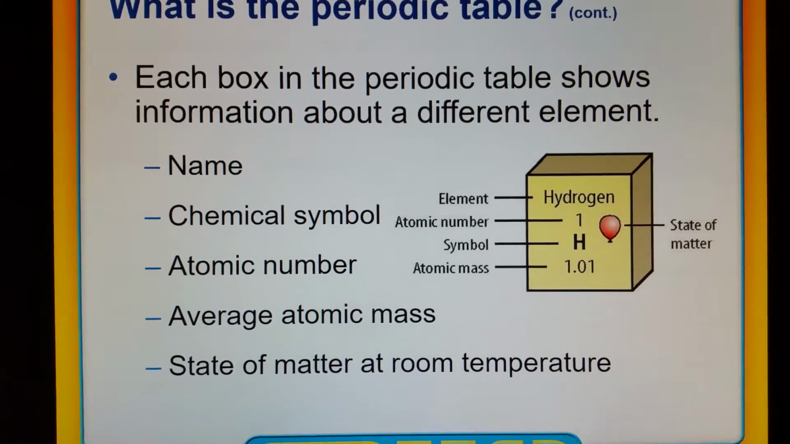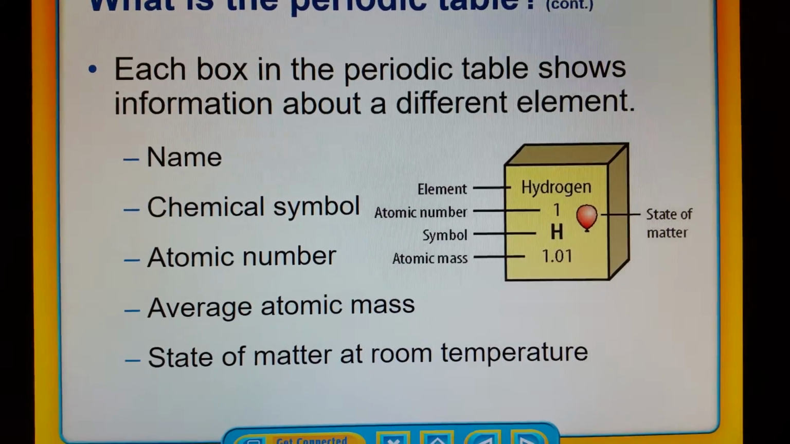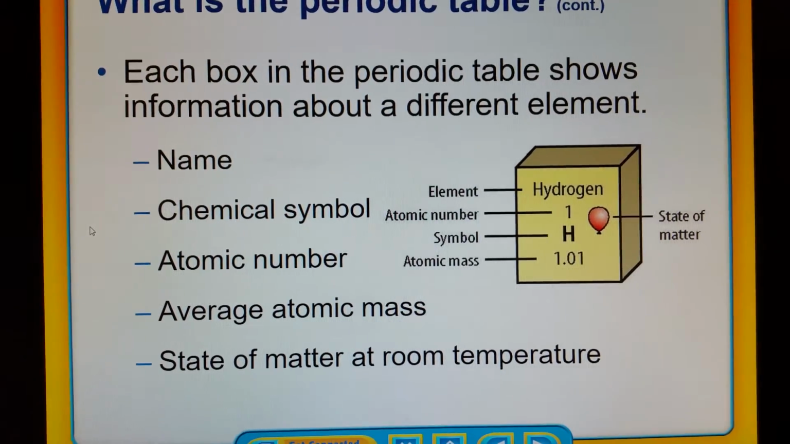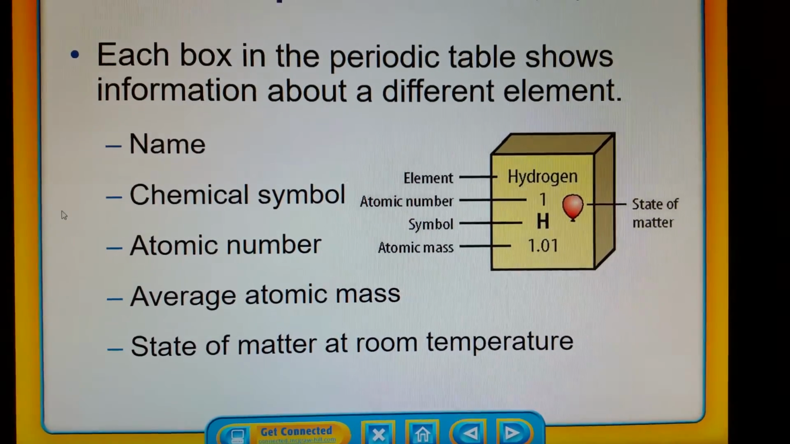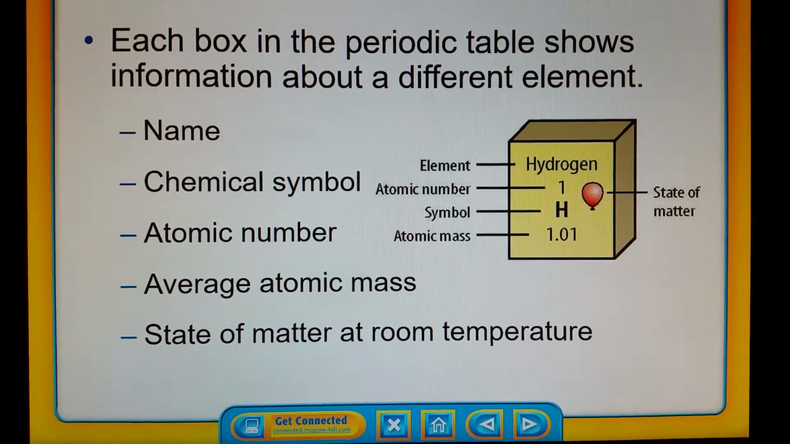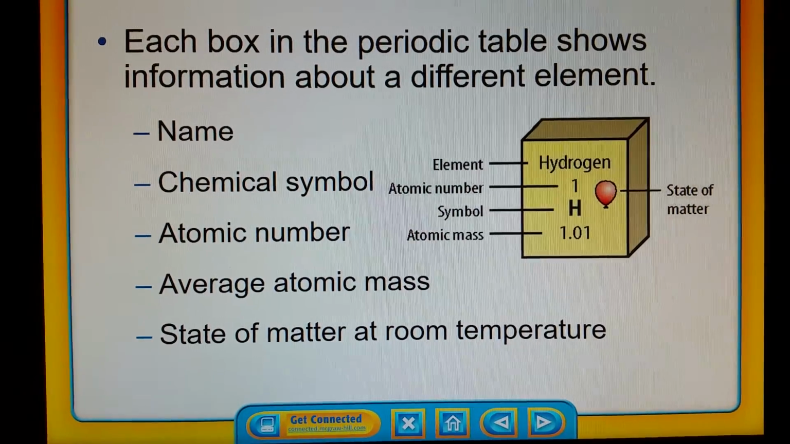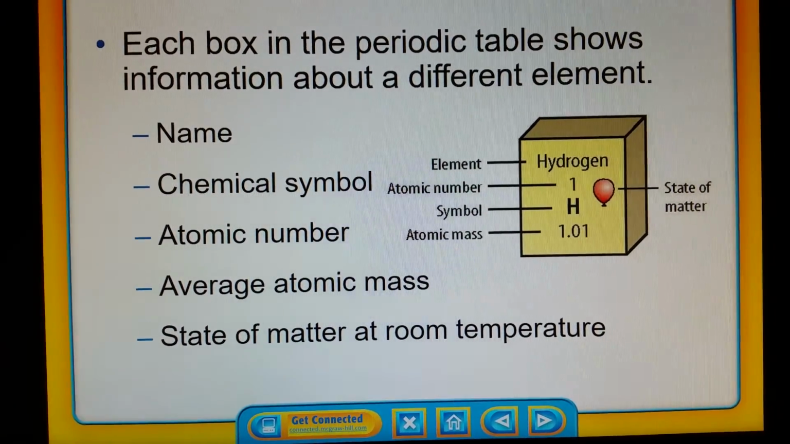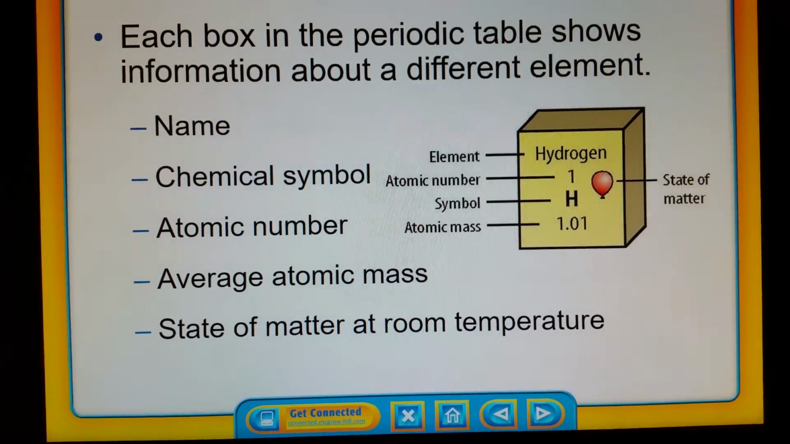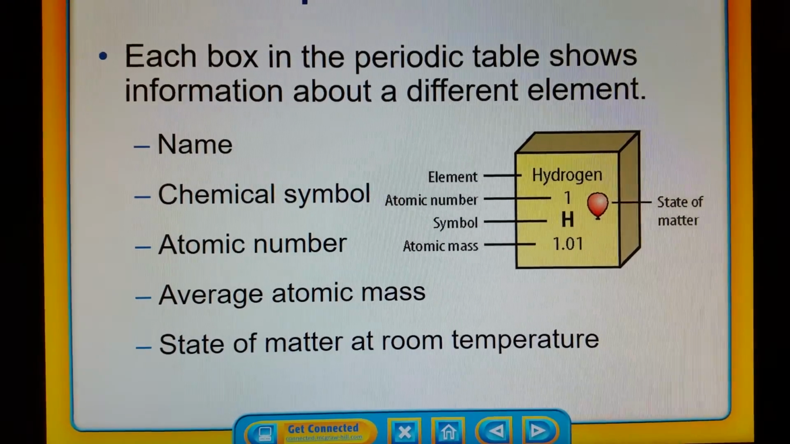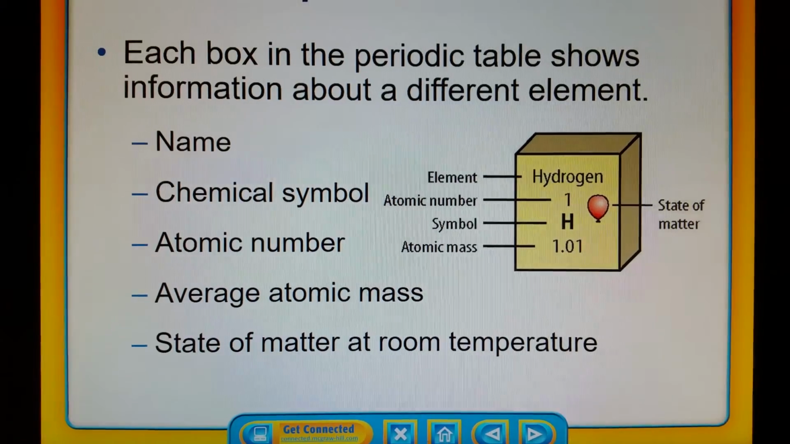Boys and girls, here's the way that we can actually tell, or we can give a property. We see that on top of the box, there is a red balloon. This lets us know that hydrogen is a gas. All right, so one of the properties for hydrogen is that it's a gas. All right, boys and girls, we're going to stop right here.